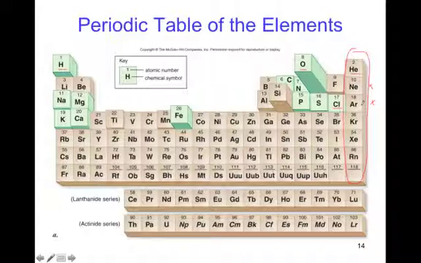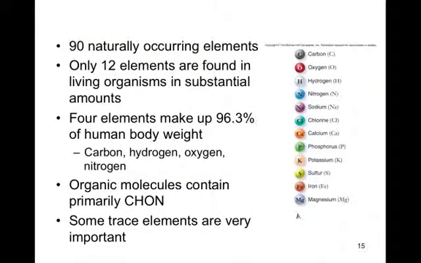Now, lucky for us, we're in biology, so we will not concern ourselves with anything below the third electron shell. Aren't you glad about that? I am. So out of the 90 naturally occurring elements, only 12 of them are found in living organisms. These are the 12 elements found in living organisms.